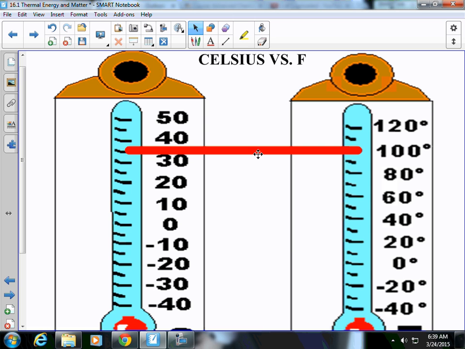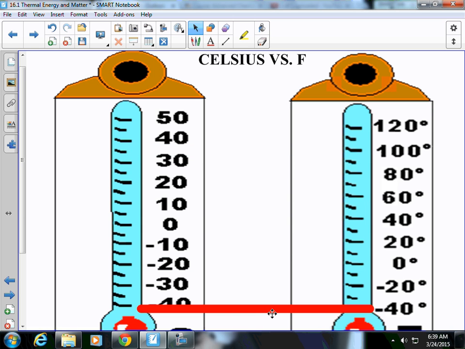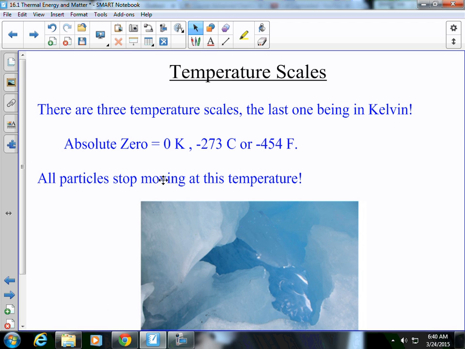Last point I want to point out is Celsius and Fahrenheit. Anyone know when they're equal? Negative 40 Celsius is negative 40 Fahrenheit. That's the one temperature in which they're equal. Gratefully, you guys have not experienced negative 40, I don't think, in your lifetime. So, something to be thankful for. Now, what is something colder than negative 40 Celsius and negative 40 Fahrenheit? It would be absolute zero.